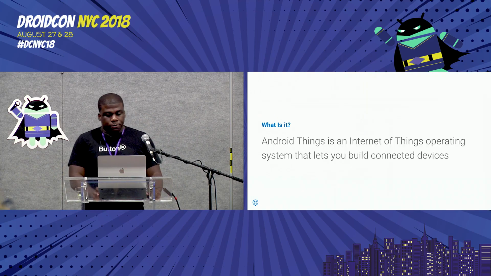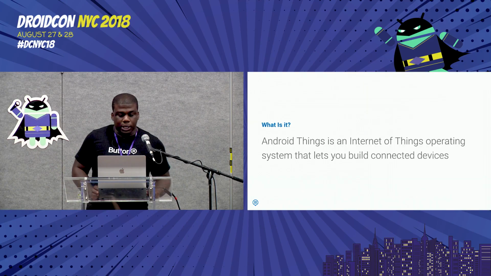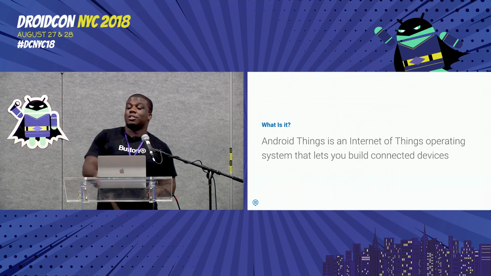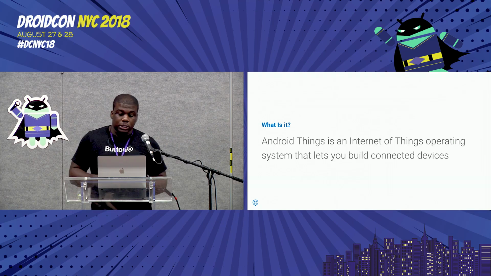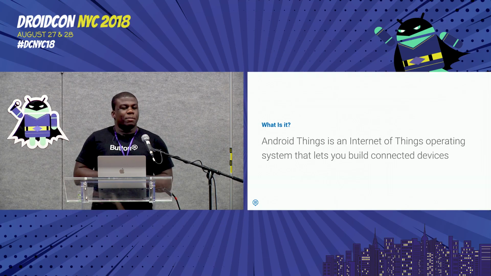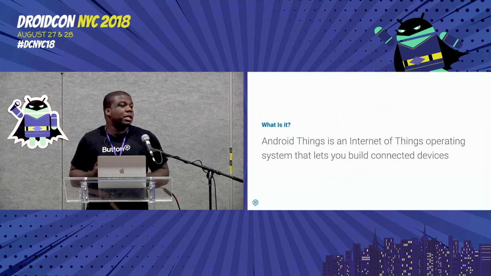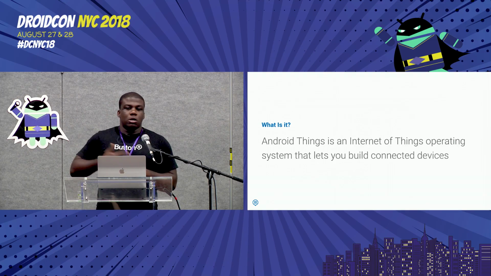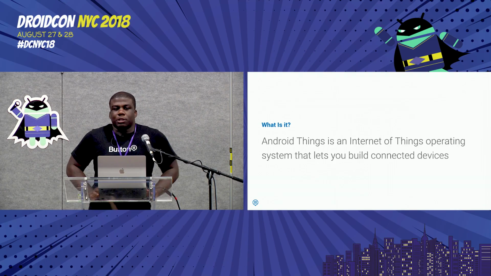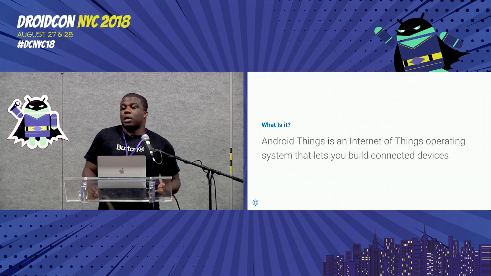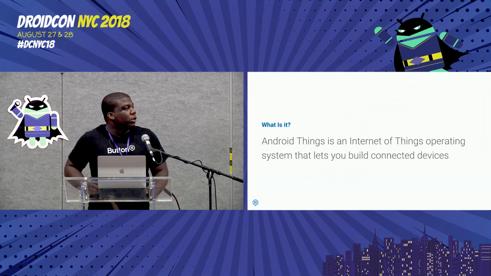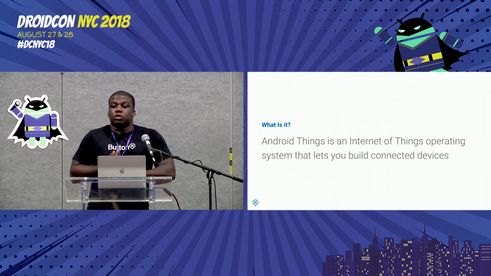All right. So first thing is, what is Android Things? Android Things is an Internet of Things operating system that lets you build connected devices. It basically allows you to create these connected devices with limited knowledge of embedded system design. So the biggest takeaway of why Android Things is such a powerful thing is that there's not really that much that you have to learn on top of your regular Android development knowledge.